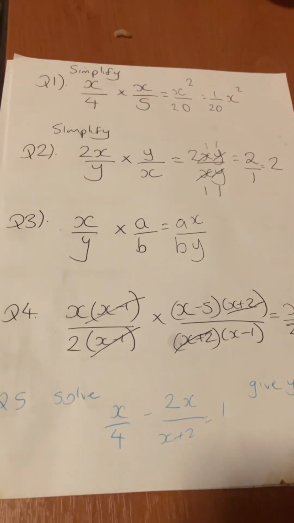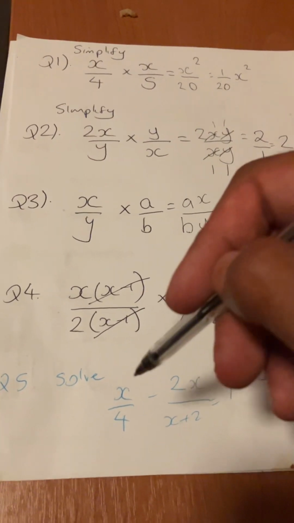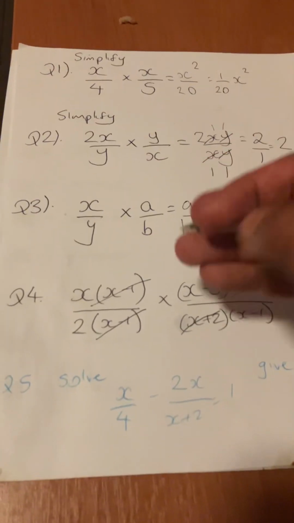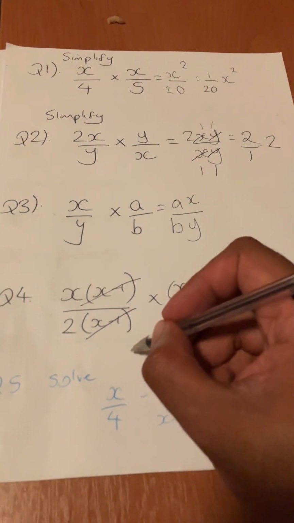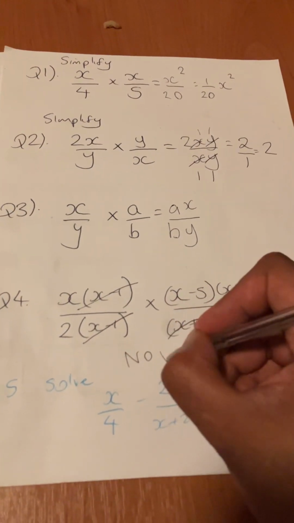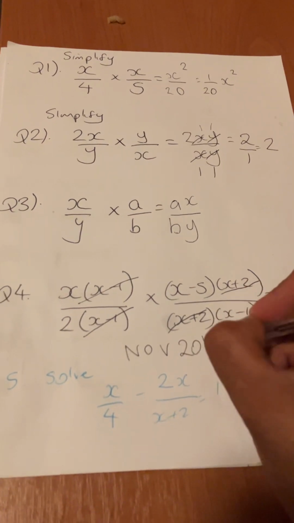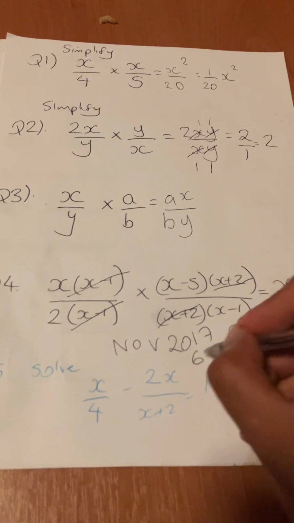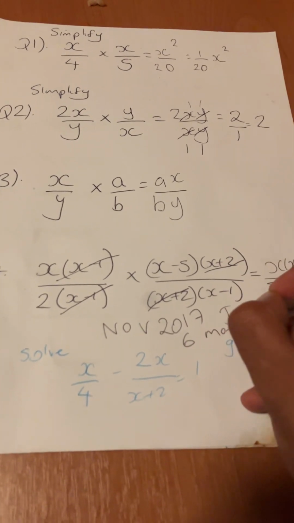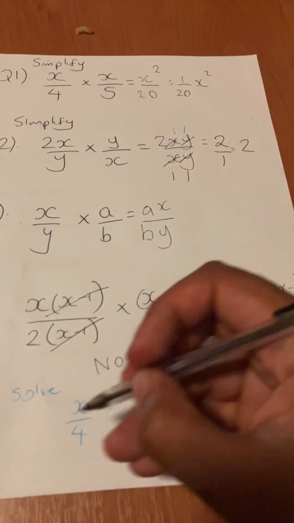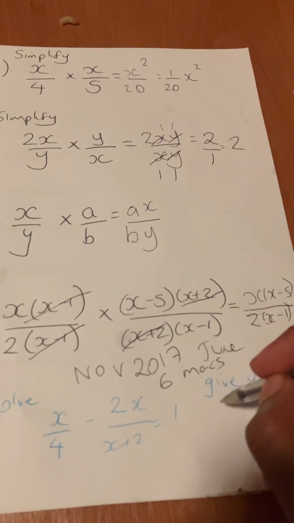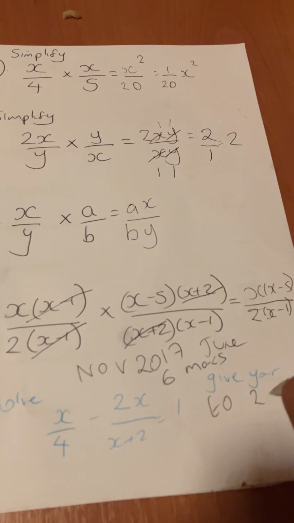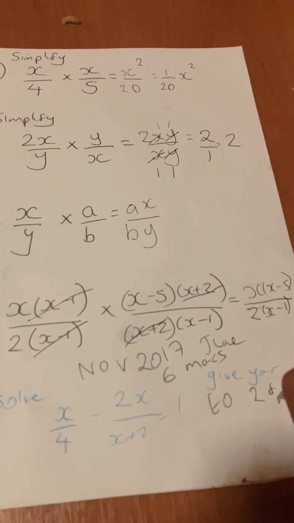Question number 5. This one is from an AQA Higher Tier paper. I think it's from the November 2017 Paper 2, or the June 2017, either one. So solve the equation here. It is worth 6 marks, so it's quite a tricky question. Solve this, giving your answer to 2 decimal places, it says on the exam. So 2 d.p., obviously taking our time here.